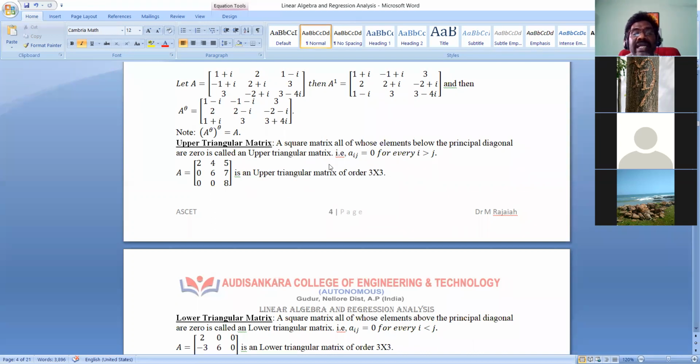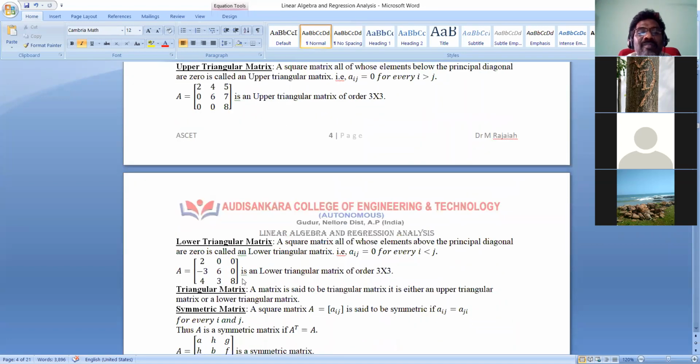Dear students, you have some confusion about upper and lower triangular matrices. Upper triangular matrix means the entries above the diagonal are non-zero, or in another way, the elements below the principal diagonal are zeros. That is called upper triangular. If the elements above the principal diagonal are zeros, that is called a lower triangular matrix.